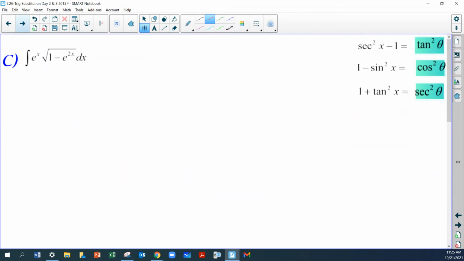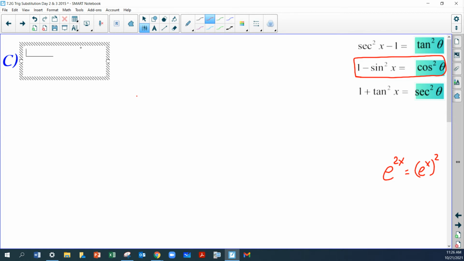Next, these get fun. They're kind of fun, but they are involved, that's for sure. Next one, I have 1 minus e to the 2x. Just to recall, e to the 2x could also be written as e to the x squared, couldn't it? Because power to the power means I multiply. So keep that in your mind. And I'm kind of seeing 1 minus sine squared. I'm picking this as my conversion, my substitution technique here. I would love to get a cosine squared written underneath here, because then I can take the square root and get a cosine. Let's try it.